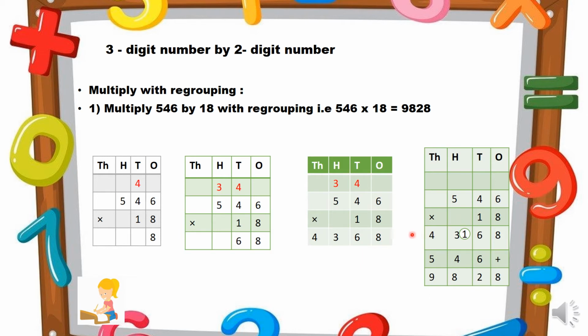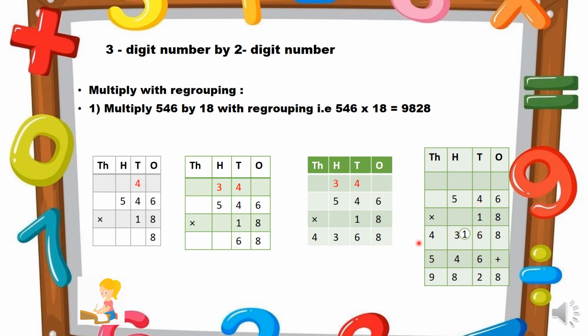Next, you have to do multiplication of the second digit of the multiplier. That is, the second digit of the multiplier is 1. When you are doing this, you need to place a 0 here or you have to leave this place empty. Okay. This is the first row of the result. Let us do the multiplication by 1 with these 3 digits. 1 6 is 6, 1 4 is 4, 1 5 is 5.